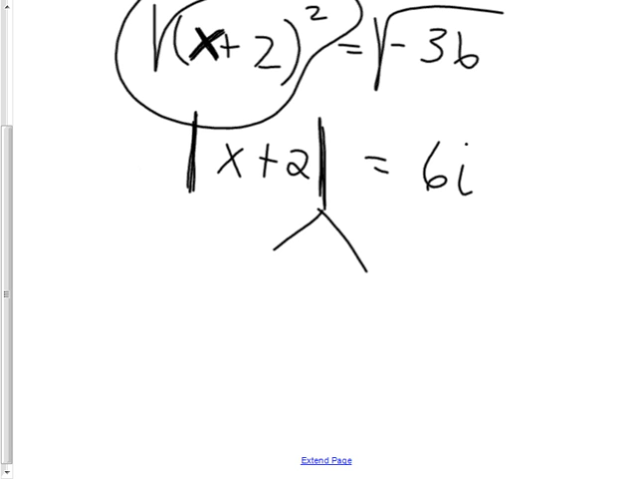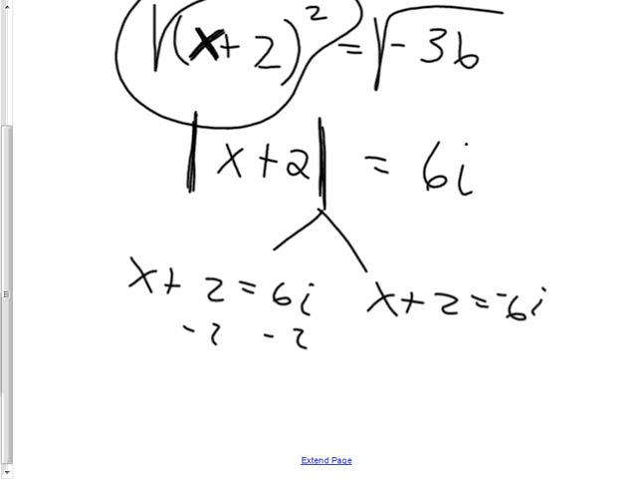I'm going to pause for a second while you try that. Done. Here's what you should have done. X plus 2 equals 6i. And the identical thing, x plus 2 equals 6i. But you don't just write the same exact thing twice. That'd be dumb. Make that one negative. Okay? Then you subtract 2 from both sides. X equals 6i minus 2.